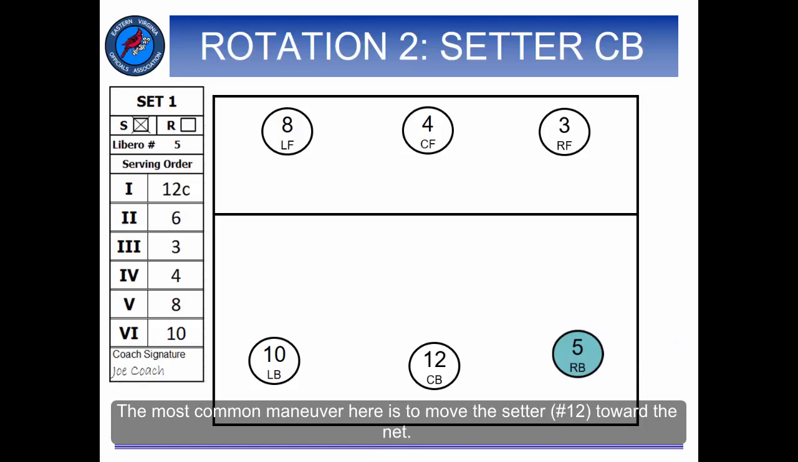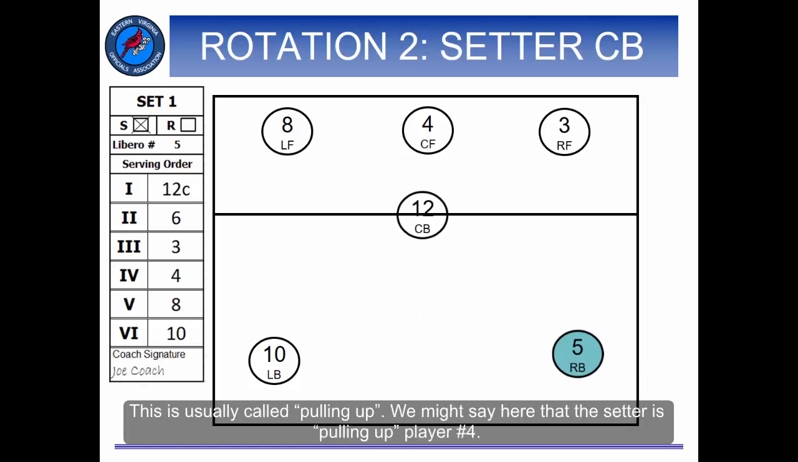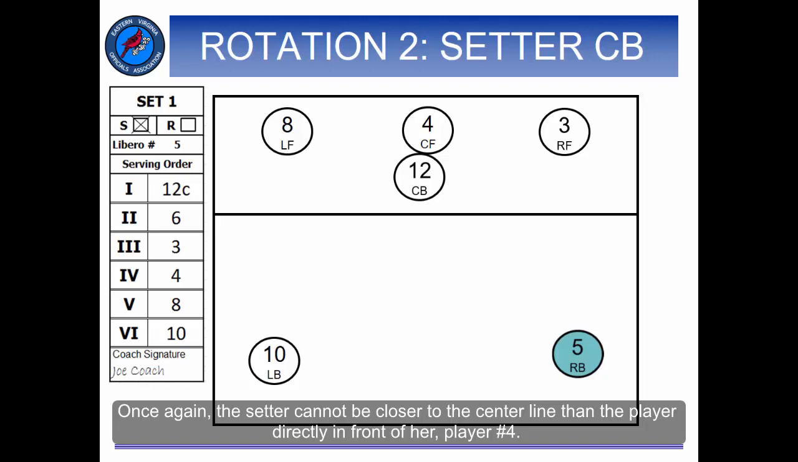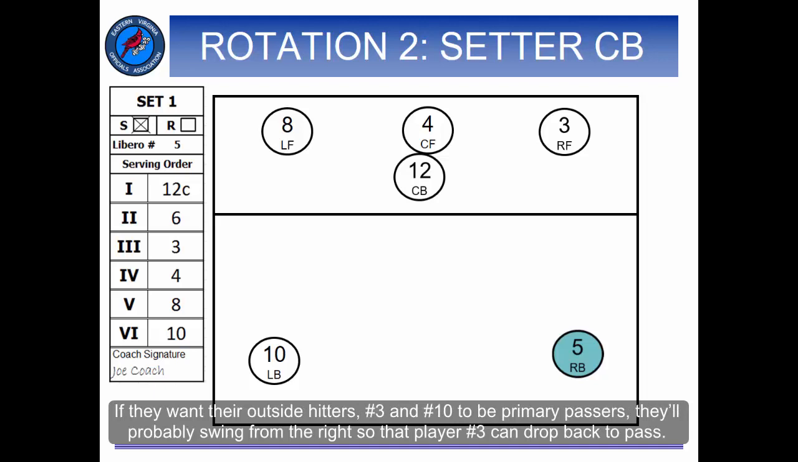The most common maneuver here is to move the setter toward the net. This is usually called pulling up. We might say here that the setter is pulling up player number 4. Once again, the setter cannot be closer to the center line than the player directly in front of her, player number 4. The team can swing their front row players from the left or from the right to fill in the gap. If they want their outside hitters, number 3 and number 10, to be primary passers, then they'll probably swing from the right so that player number 3 can drop back to pass.